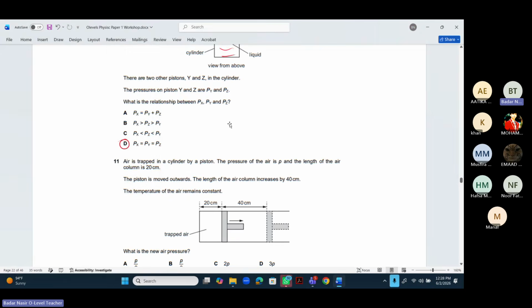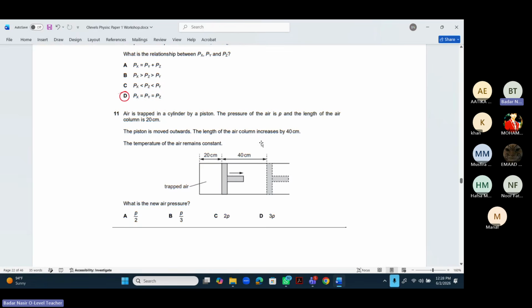Okay. Next में air is trapped in a cylinder by a piston. The pressure of the air is P and the length of the air column is 20 centimeter. The piston is moved outwards. The length of the air column increases by 40. The temperature of air remains constant. What is the new air pressure? So new air pressure हमारे पास क्या होगा?